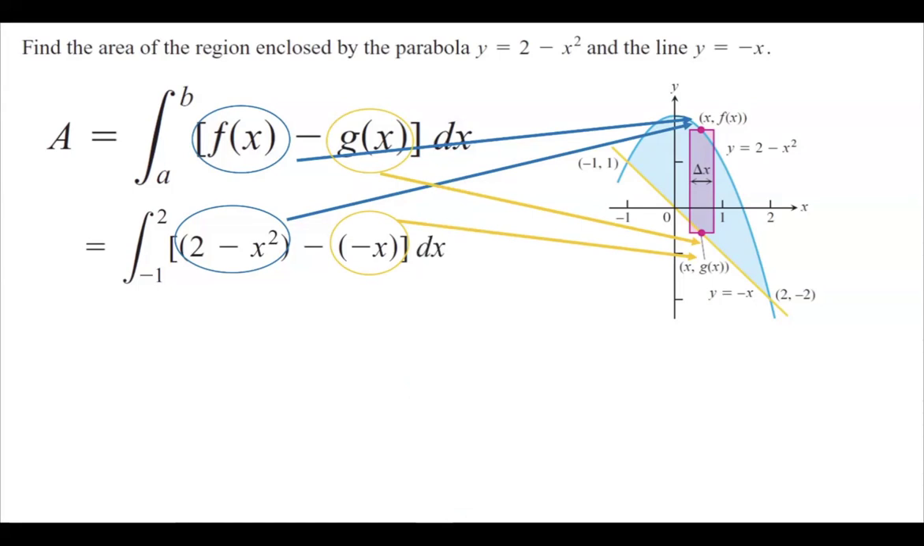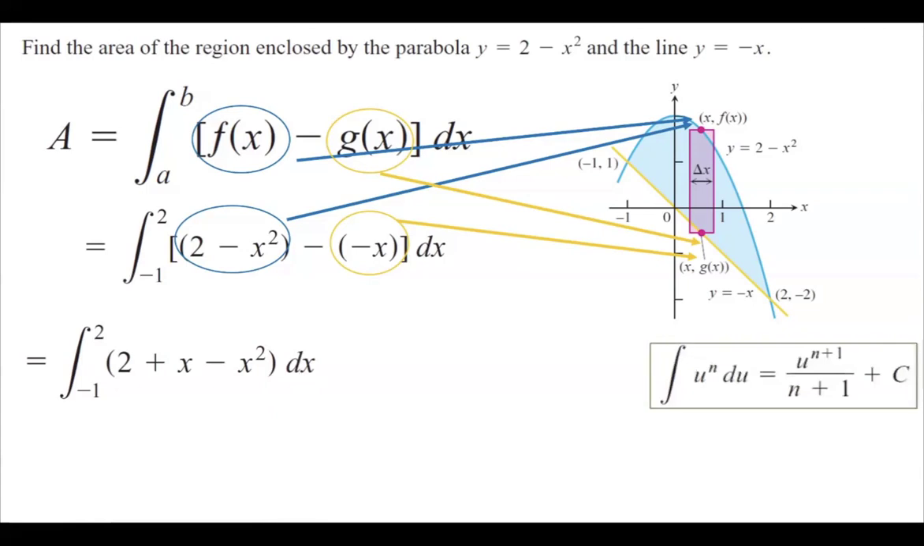Sometimes it's easier to take the integral with respect to x. Some other times it's easier to take the integral with respect to y. For this case, everything is written nicely. Calculation of the integral is also very easy, so we're not going to change anything. This can be written as the definite integral of 2 plus x minus x squared dx.